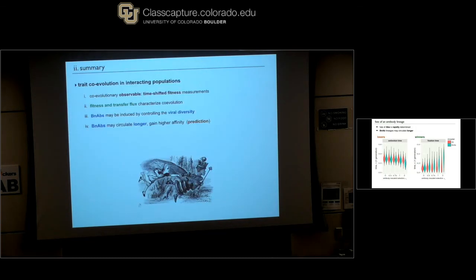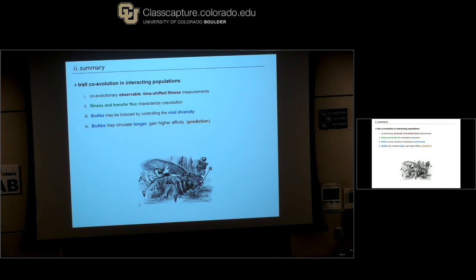I think I'll skip this. And with this, to recap the second part, we extended this phenotypic evolutionary picture to a co-evolutionary picture. The time-dependent observables in this case are the time-shifted measurements of fitness. We have fitness and transfer flux that characterize heat dissipation or entropy production and work in your system, rate of adaptation and interaction. You have BNAbs, broadly neutralizing antibodies, that can be induced by controlling viral population diversity.